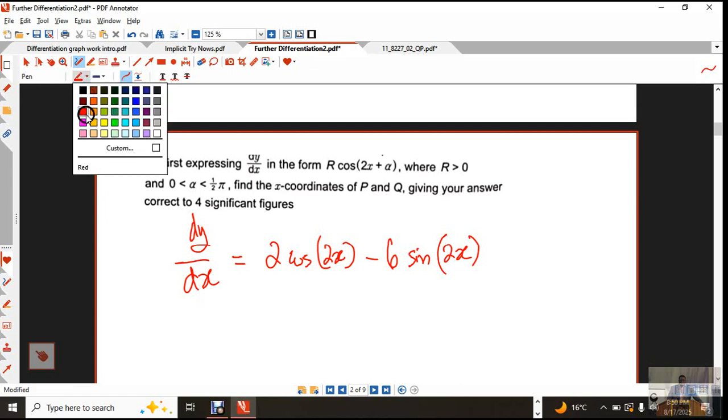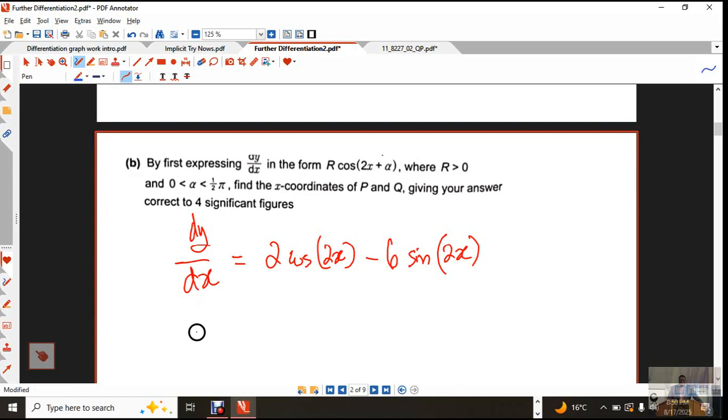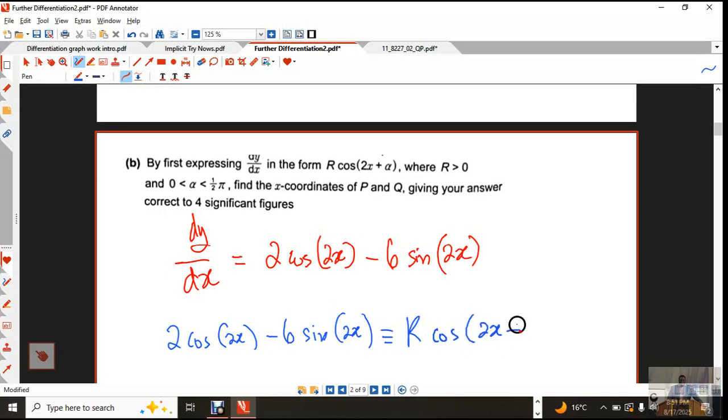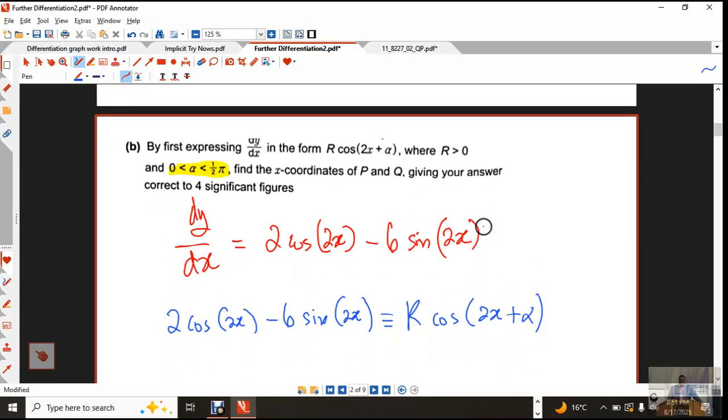So they're saying that 2 cos 2x minus 6 sine 2x should be written in the form R cos of (2x plus alpha). Then alpha is an acute angle, because alpha is an angle between 0 and half pi radians, that is 0 and 90 degrees. Then we need to find the x-coordinates of P and Q, and we are supposed to give our answers correct to 3 significant figures.